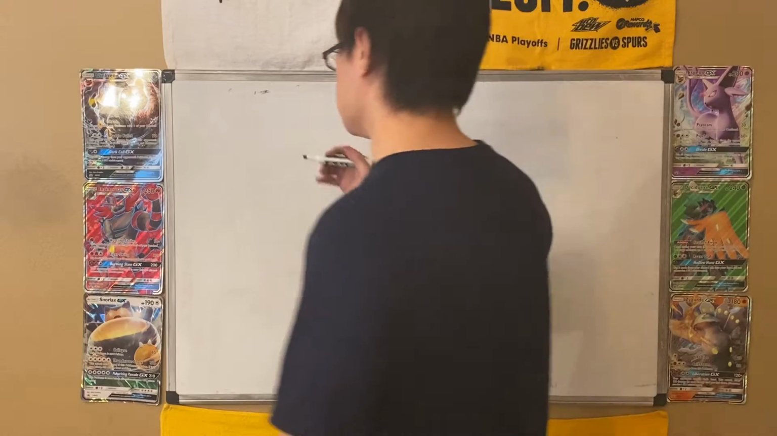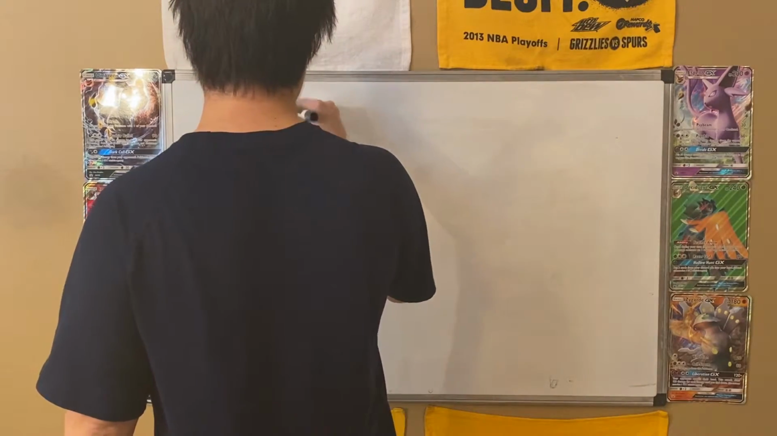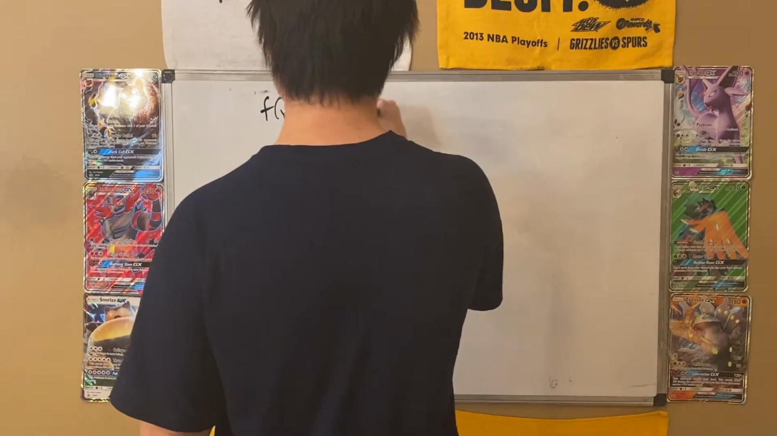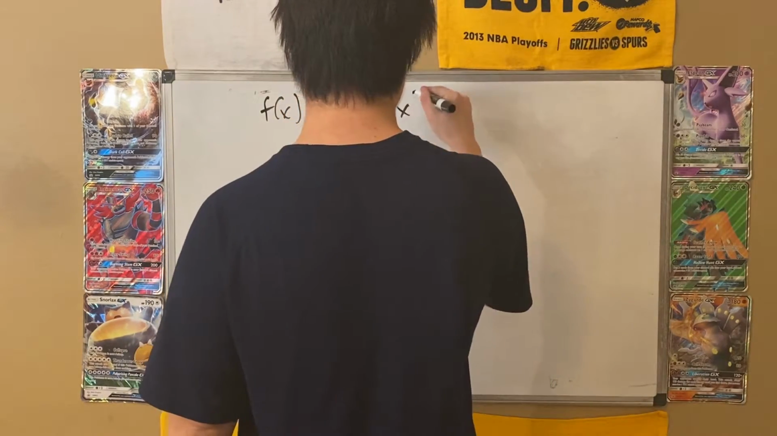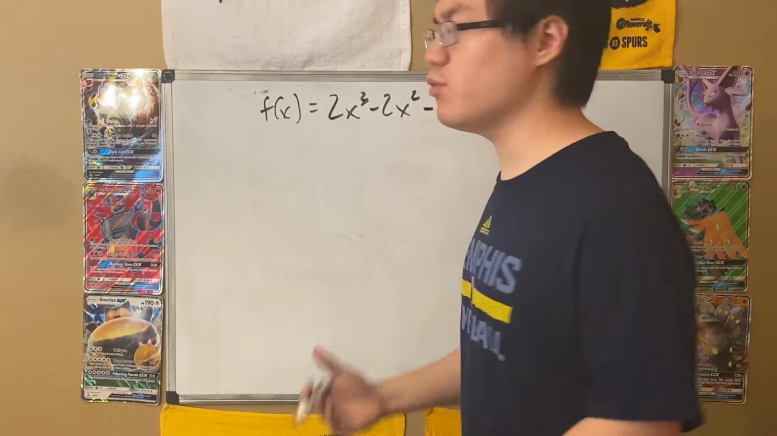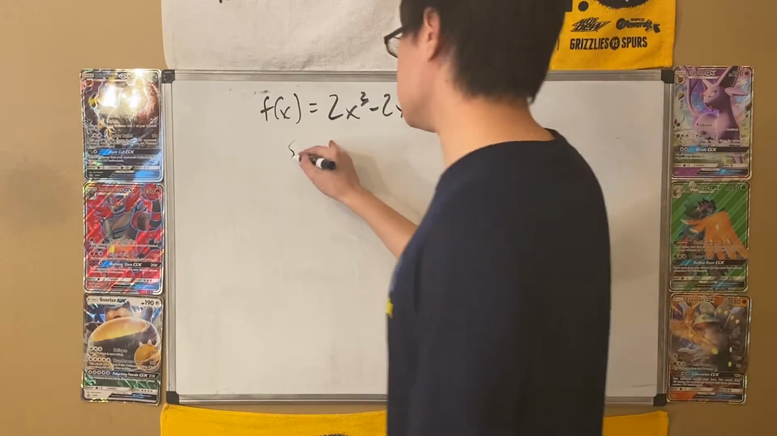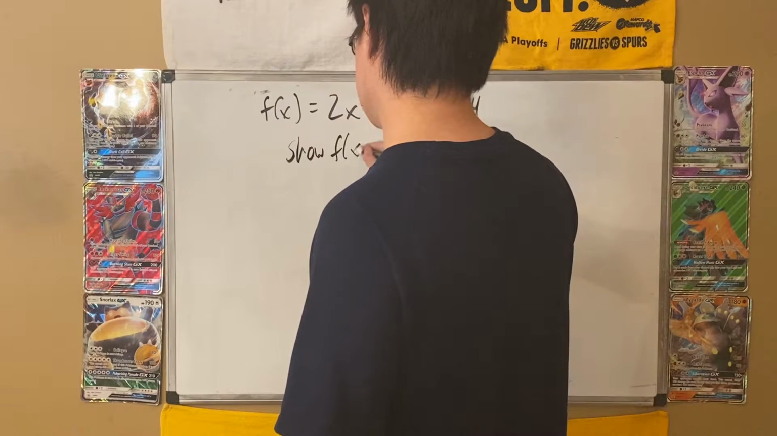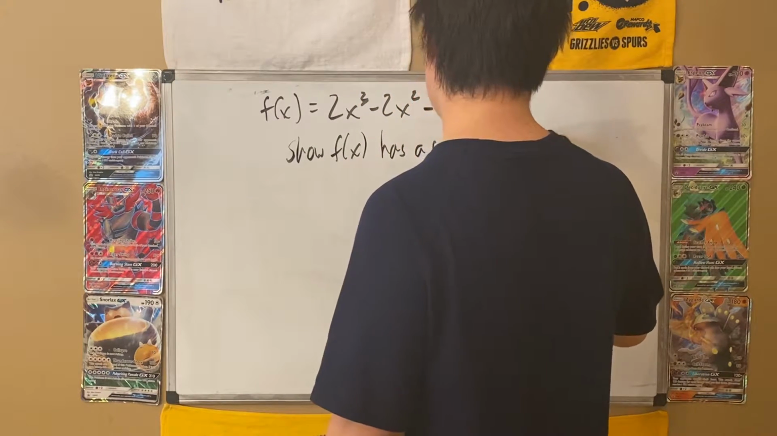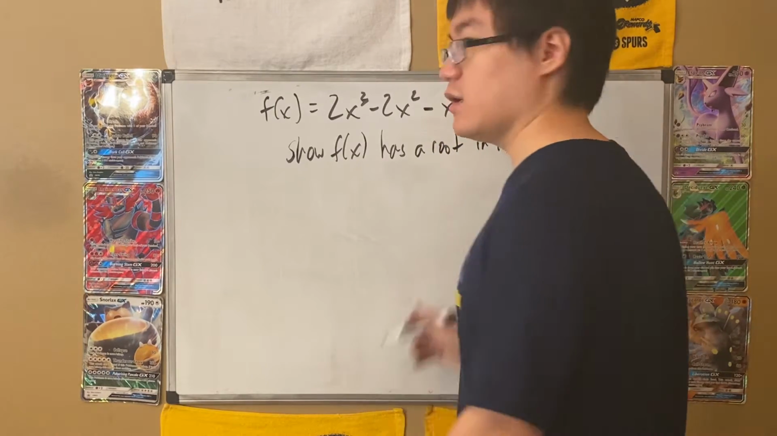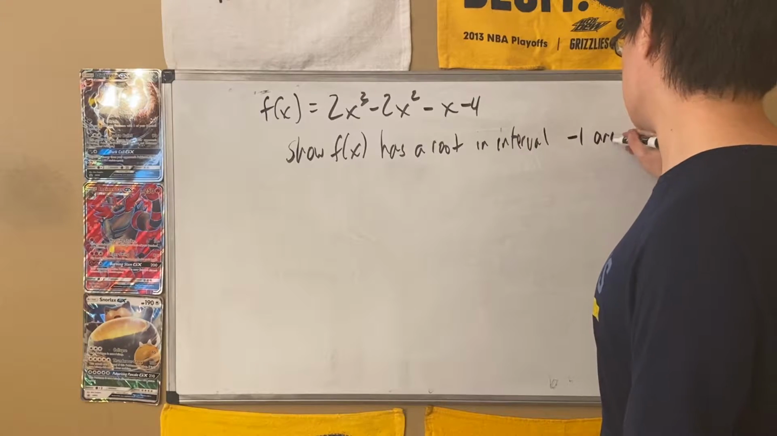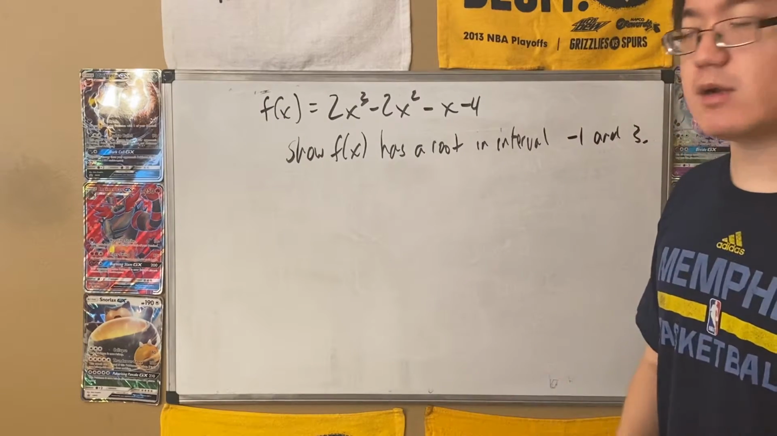So imagine we have this function right here. F of x equals 2x cubed minus 2x squared minus x minus 4. And what we want to do is we want to show that this function has a root in the interval, let's say -1 and 3. So this is going to be my question.